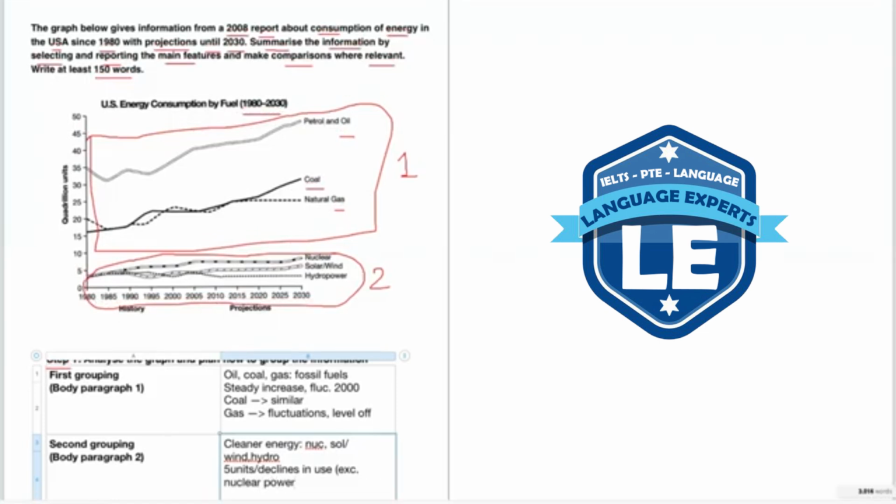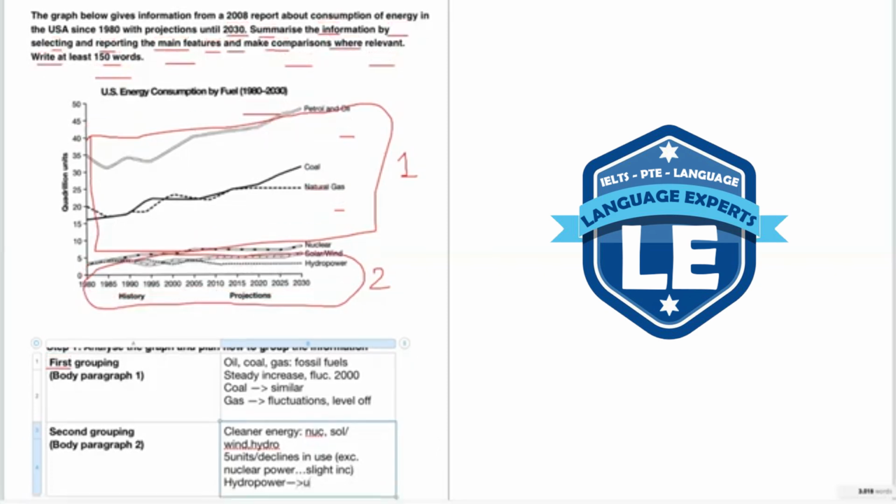And it looks like nuclear is going to continue increasing slightly. So I'll put slight increase. And then hydropower is quite interesting because it looks to be unchanged. So it's just going to remain as it is. It's also another example of leveling off, but I'm not going to use that again because I don't want to use the same phrase too much. So I'm just going to say hydropower will remain unchanged.